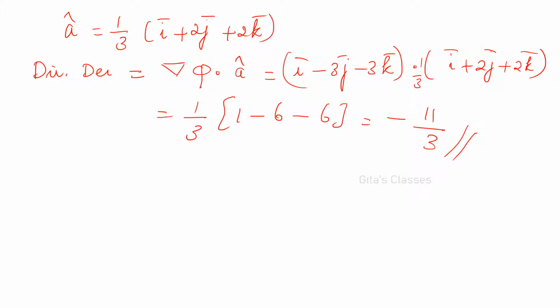So very simple: the direction in which it is to be taken is given as the vector A, and find the unit vector for that. For the scalar point function, you have to take the gradient of that function, del phi, and take the dot product with this. And one more point you have to remember: del phi is the normal to the surface.